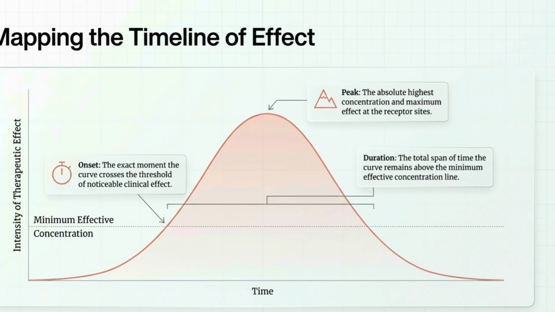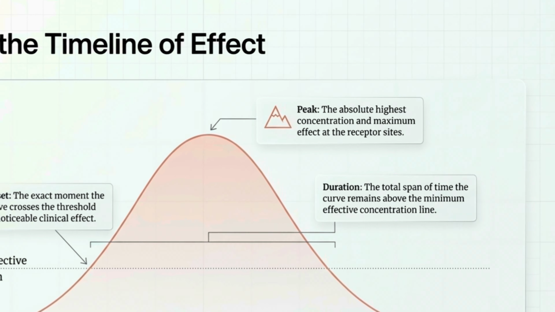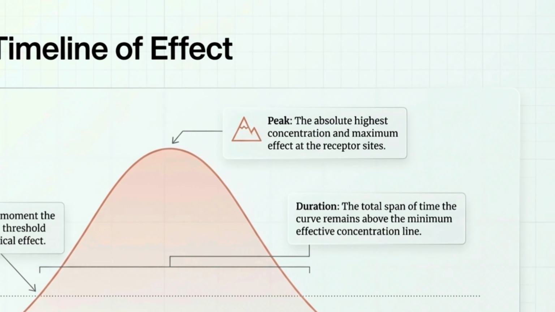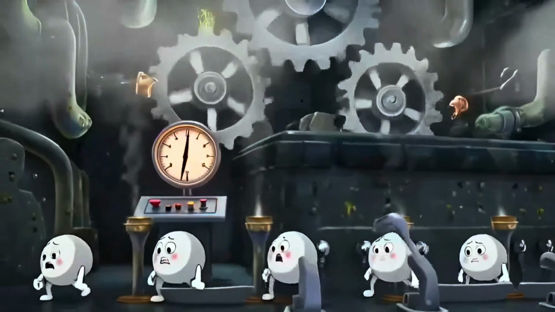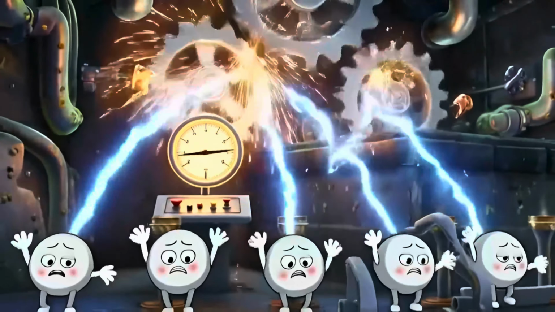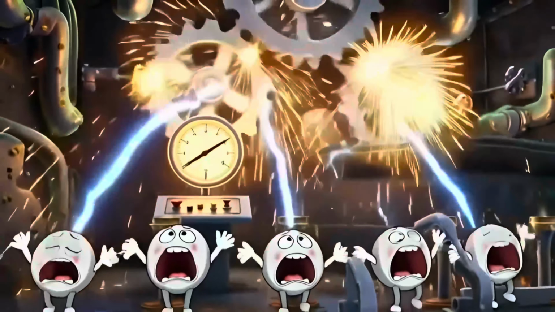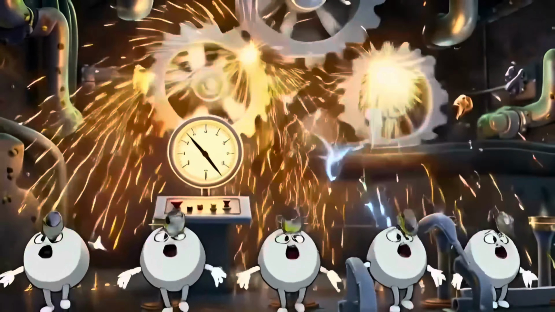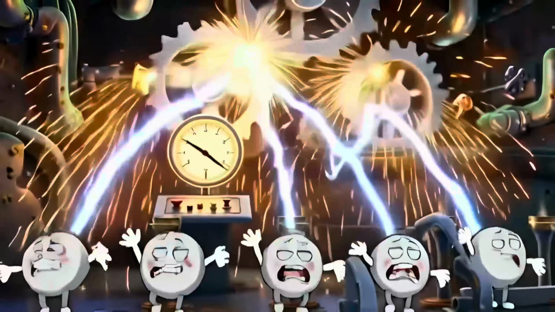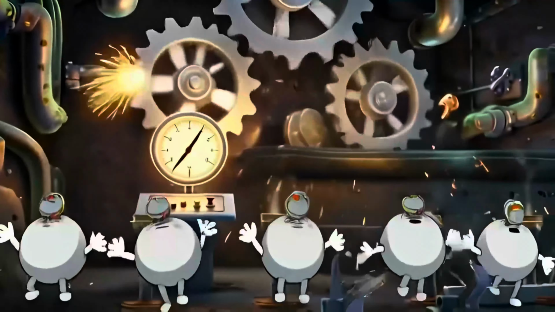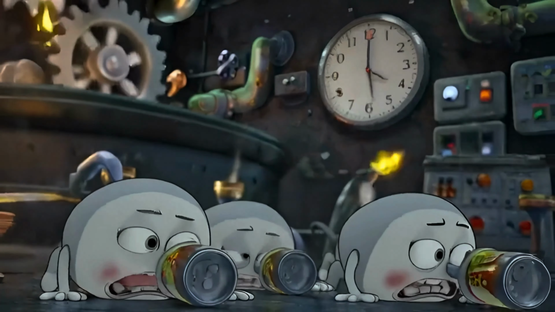The peak is the absolute highest concentration the drug will reach in the body, which translates to the maximum possible effect happening at the receptor sites. But what goes up must come down, thanks to our liver and kidneys. This entire window, from the moment the whistle blows at onset to the moment the factory shuts down, is called the duration. It is the total span of time the curve remains above the minimum effective line, dictating exactly how long the patient feels relief.